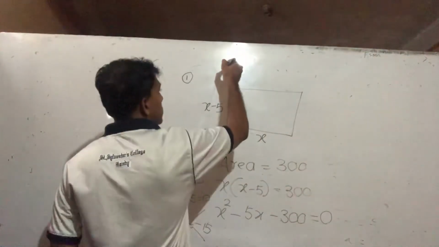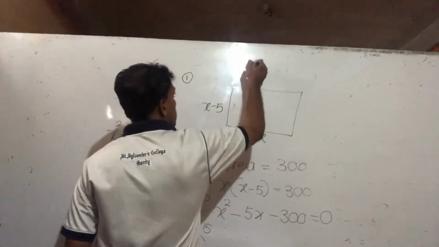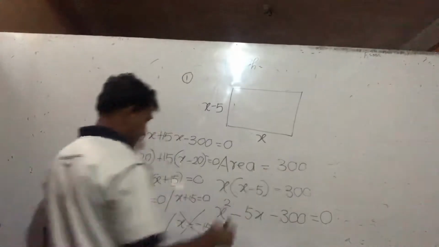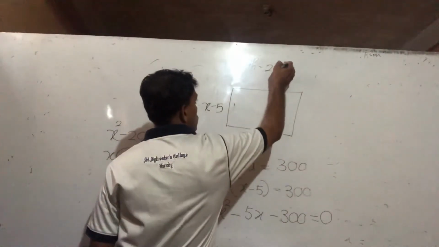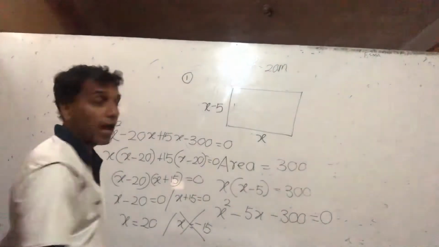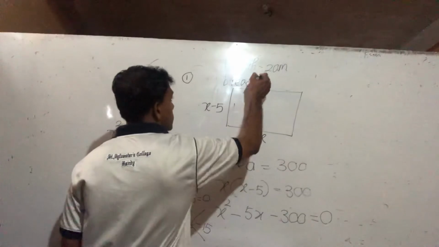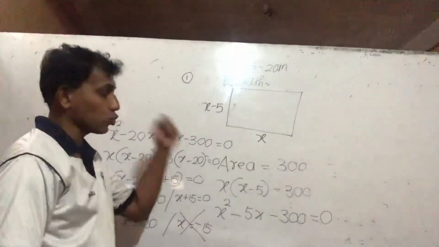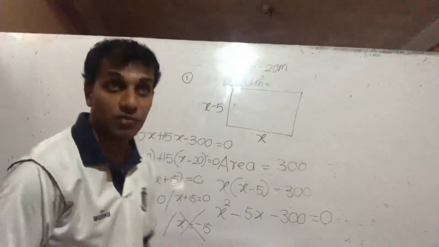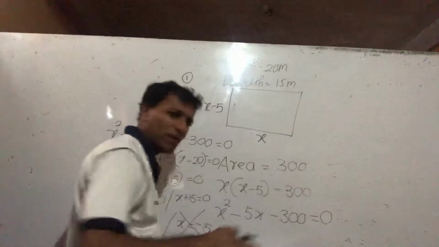Therefore right here, length equal x is length 20 meters. Length is 20 meters and the breadth is 5 less. Length is 20, breadth is 5 less, 15 meters. This is the basic problem for grade 10.